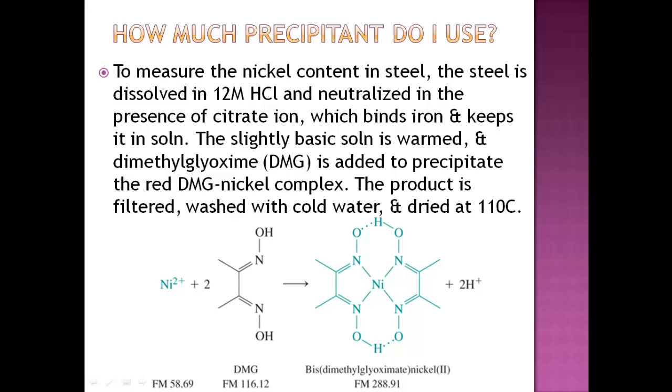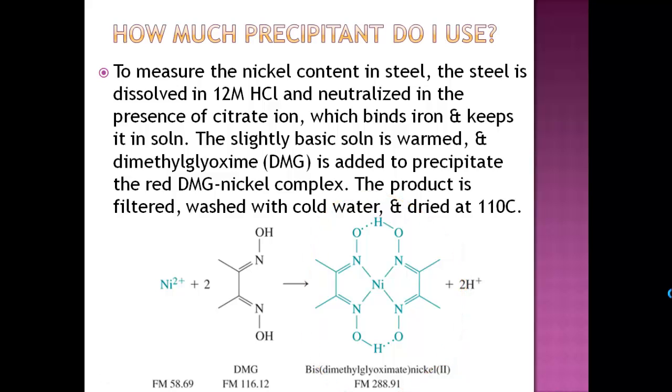So again, they've got the steel that they dissolve into a strong acid, and they neutralize it in the presence of this ion, and then that 12 molar HCl binds the iron and keeps it in solution. What's left, what's not bound, is the nickel. After they have that nickel in solution, they go ahead and add this DMG, which is this molecule right here, to react with the nickel so that they can precipitate out this blue molecule right here, which is the DMG nickel complex. Okay, so that's the background information.